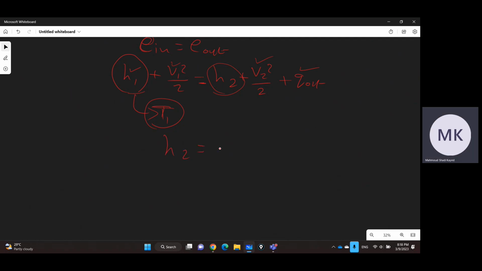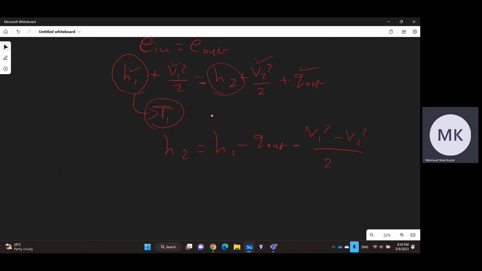So we rearrange the equation: H2 equals H1 minus Q out, and we combine the V1 and the V2 terms to simplify, plus V1 squared minus V2 squared divided by 2.